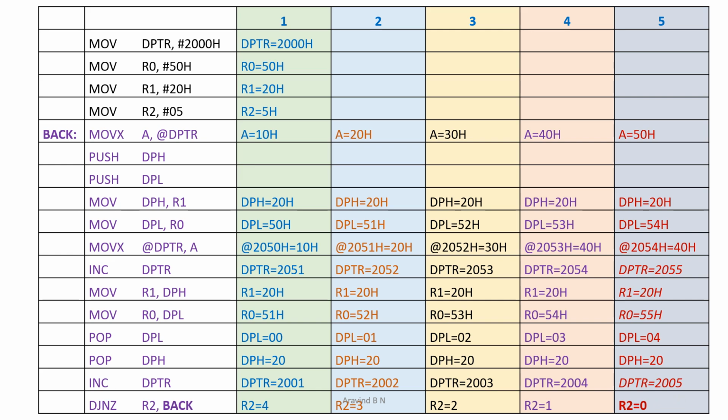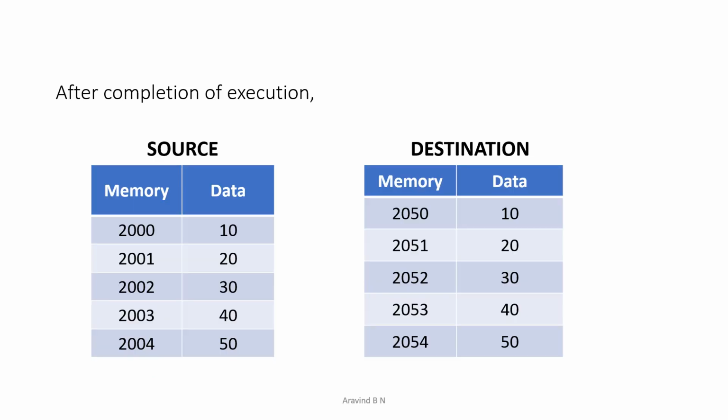Now let us go through the program in the Keil software. After the completion of execution, this is what we are supposed to get in the source location as well as in the destination. In 2000 to 2004H, we are going to feed the data 10, 20, 30, 40 and 50. Any data can be put over there. After the completion of execution, at the destination, which was previously empty, we considered some random value that may be present. Now the value will be 10, 20, 30, 40 and 50 in the respective memory locations.